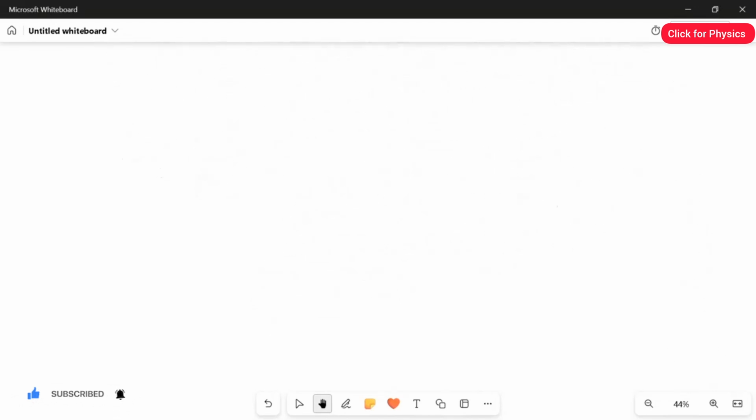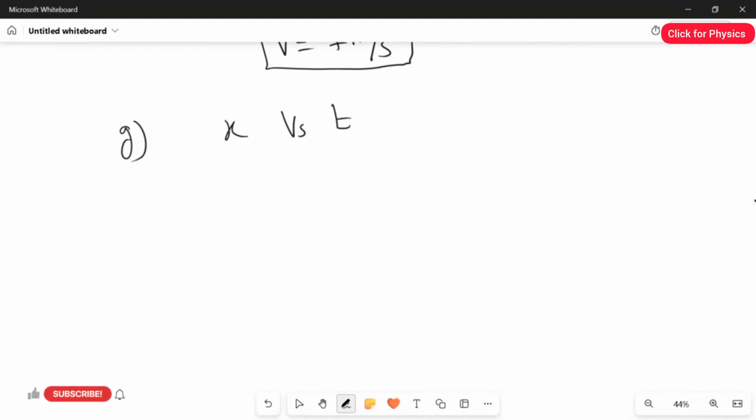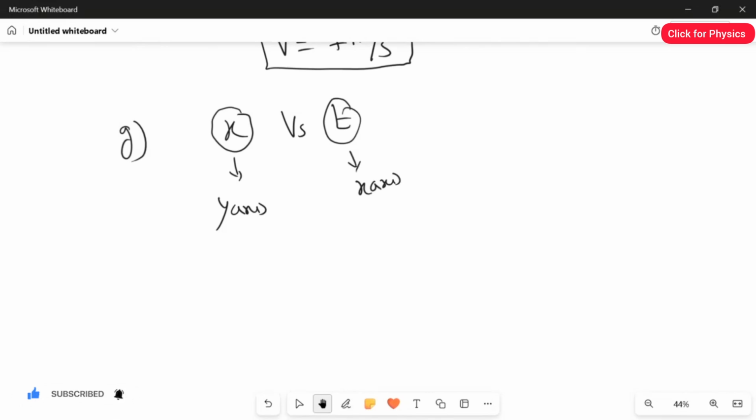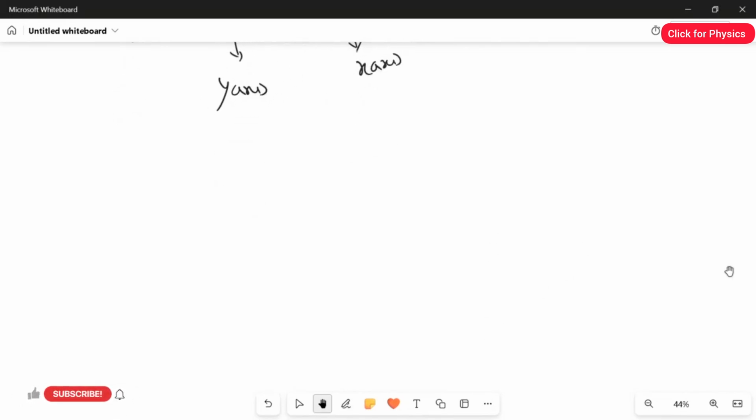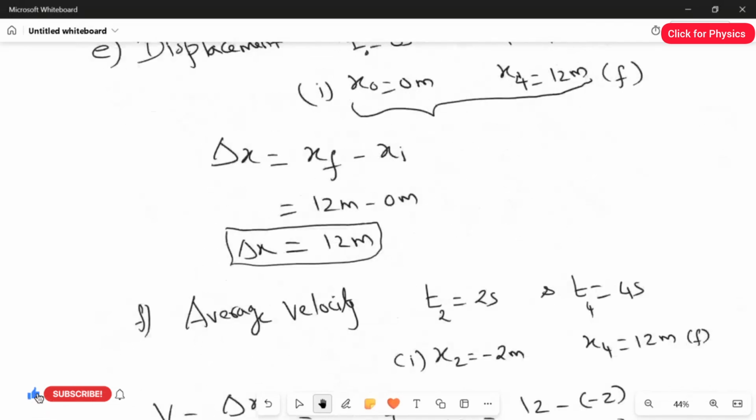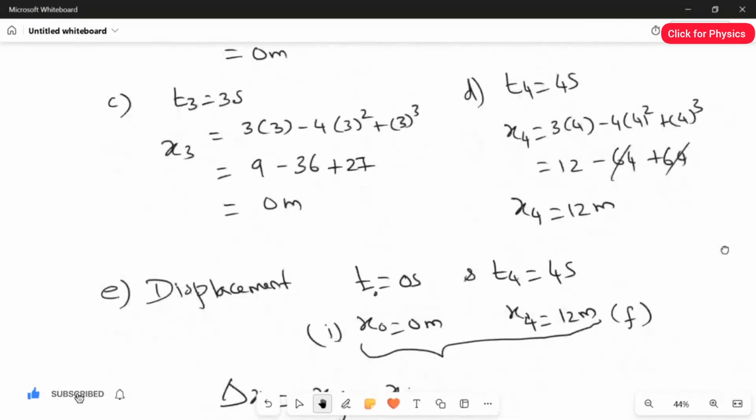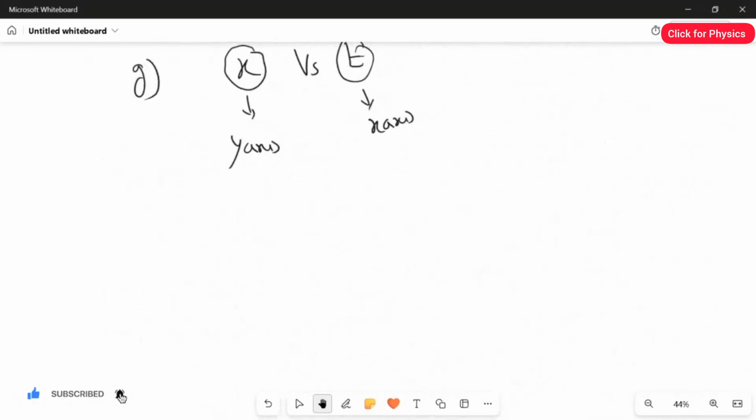Let's rewrite the given first. So we are going to answer for a G part. In G part, I'm going to draw the graph. For that, we need two values. Am I right? Because the value for x-axis, the value for y-axis. Why? Because we are going to draw the graph between x versus t. That means the x value should come in y-axis, and then the t value should come in x-axis. Clear? So for that we need these two values. We already found the answer for x and t in the previous part. So I have to write the given first, and by that we can draw the graph very easily.